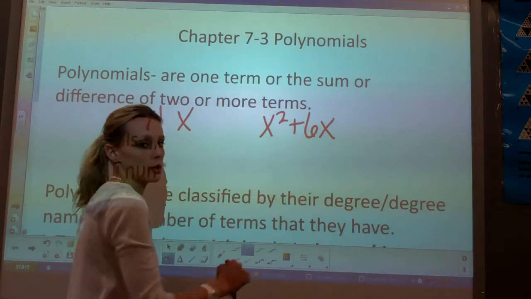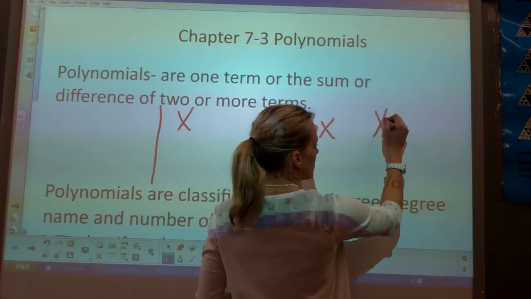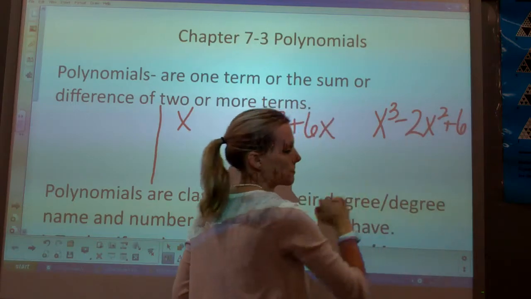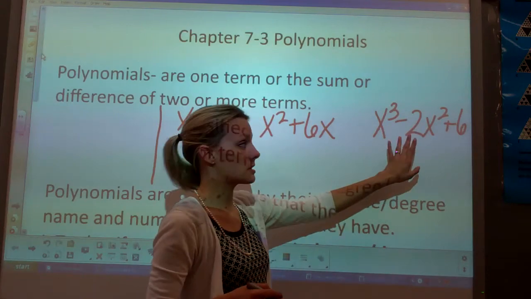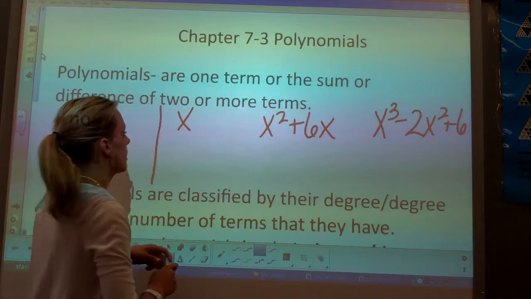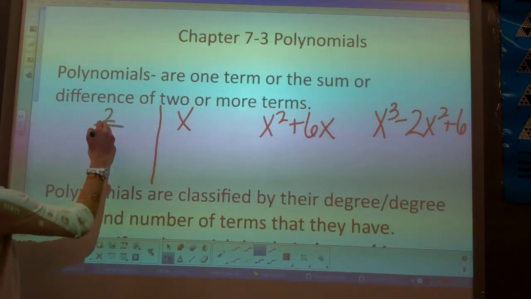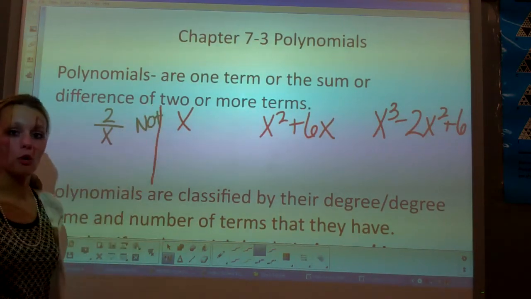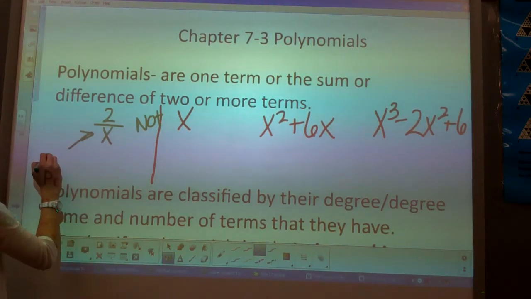Here's two terms, and it's the sum of the two terms, so that's a polynomial. X to the third minus 2x squared plus 6 is an example of a polynomial. There are three terms, and it includes the sum and the difference of those terms. An example that is not a polynomial would be 2 over x. This is not a polynomial because the variable cannot be in the denominator.